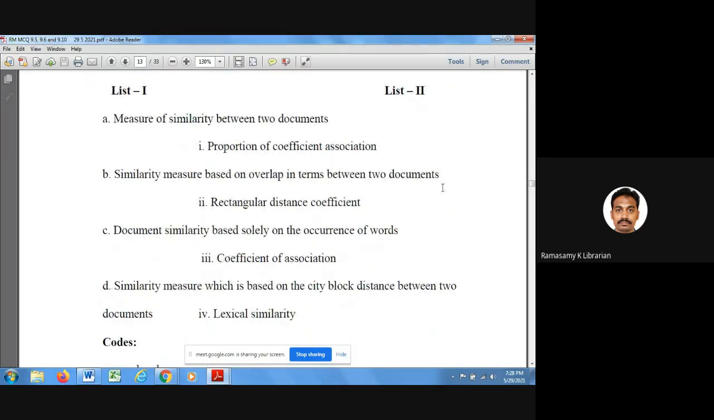This is a kind of question. I had a kind of confusion because this is related to bibliometrics, but still I tried. There are some hiccups in this question. Let us see.